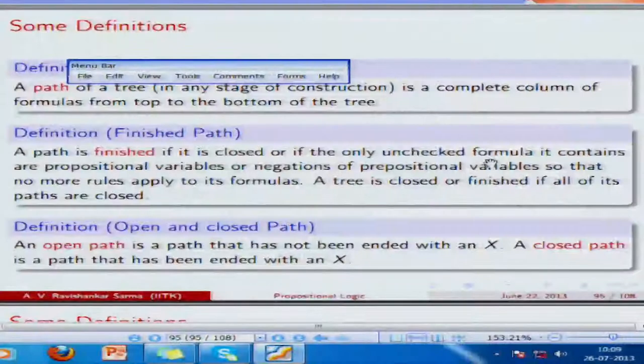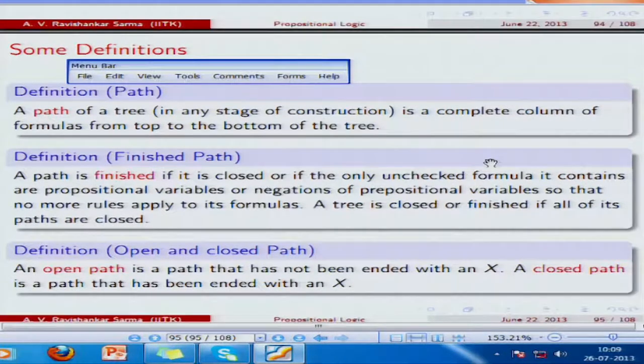Now, in continuation of the last class, we will be talking about some definitions in the context of the semantic tableaux method. In a way we indirectly discussed all these things, but in a more formal way we will now be defining these terms. The first and foremost important thing is what we call the path of a tree.